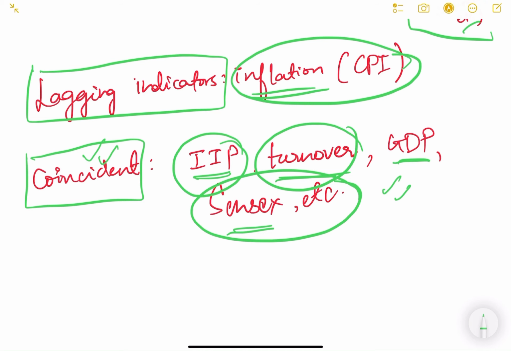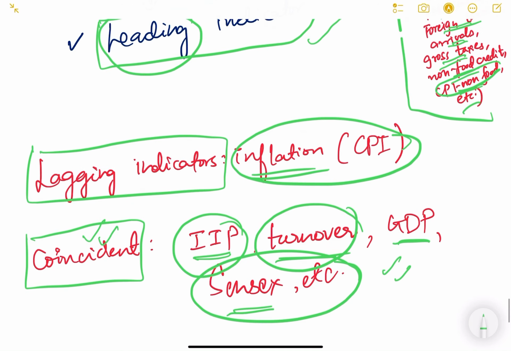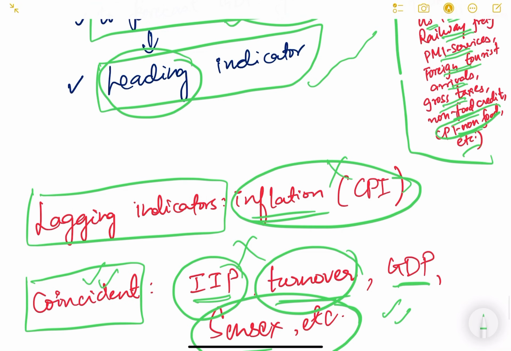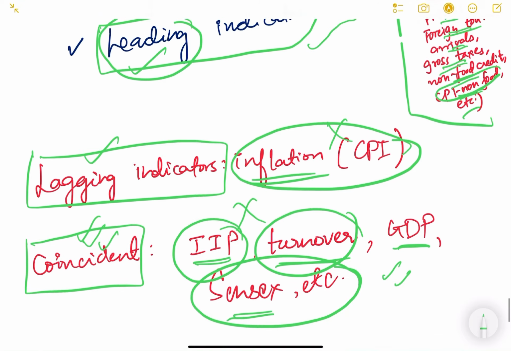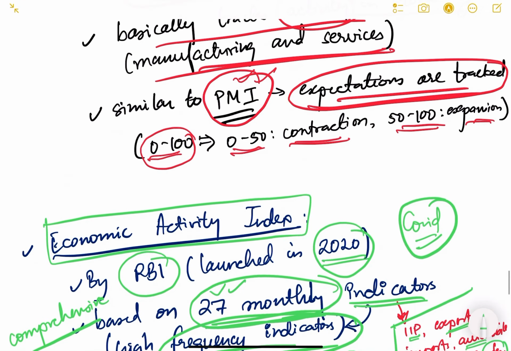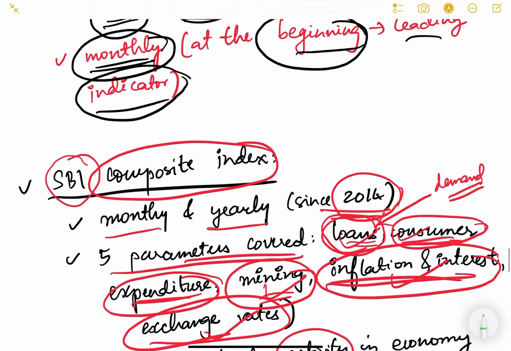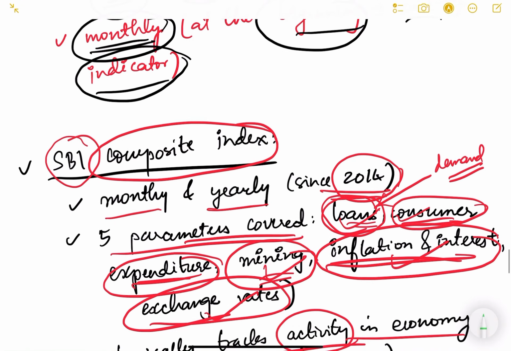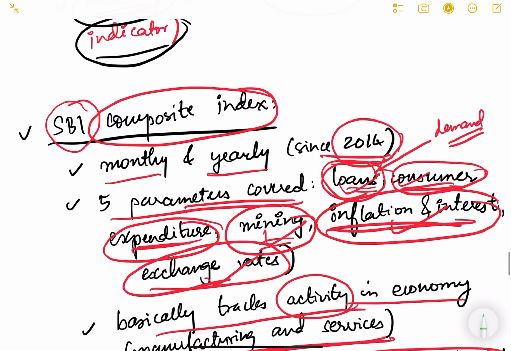Just try to understand the different terminologies. You don't need to remember all this, but I just wanted to explain the different terminologies like leading, lagging and coincident indicators. So friends, we have covered so many different indexes which cover economic activities. I hope you have understood them. Again, it is a bit technical, but I have tried to simplify it as much as possible.